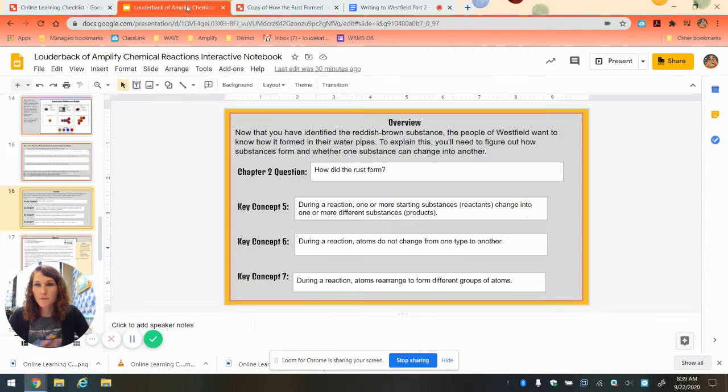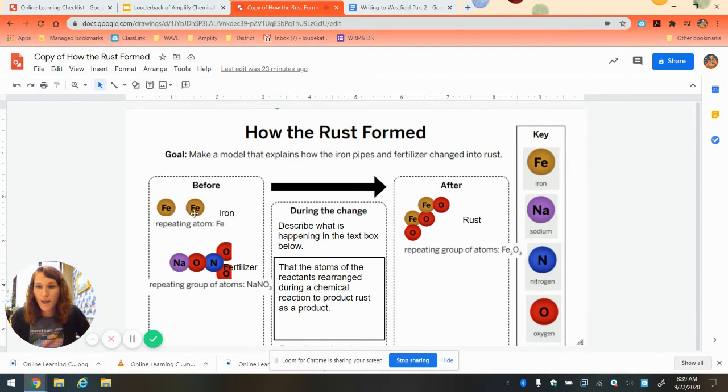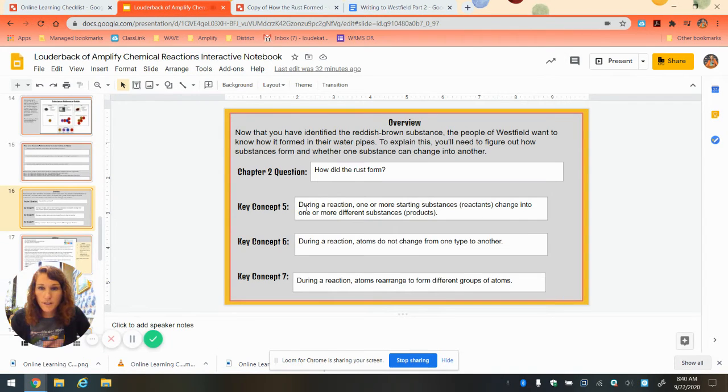So you want to talk about how in a reaction, one or more starting substances will change into one or more different substances. So we started with the iron pipes and we started with the fertilizer molecules, and they reacted with one another and rearranged their atoms to create the product, which is our rust. So we want to make sure we include that in our statement, okay? And my explanation right there covers key concept 5, and it covers key concept 7.